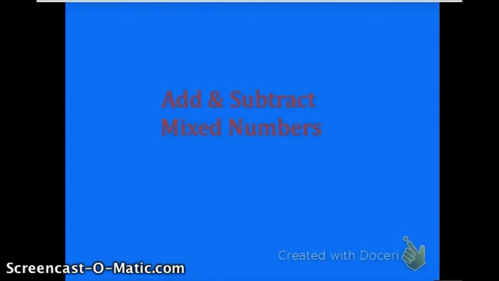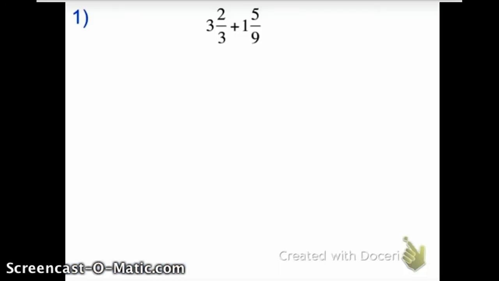So we are on to adding and subtracting mixed numbers. Have some paper out. You're going to need to take notes. We're doing 6 problems today. So the first one here, just like when we added fractions, you want to line them up vertically. It makes it easier when you're finding your common denominators and changing the fractions.